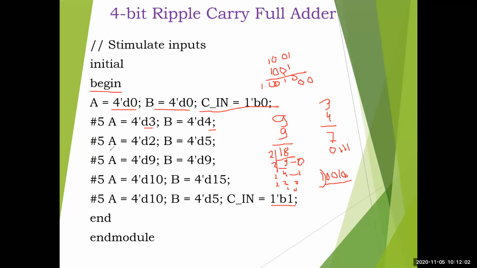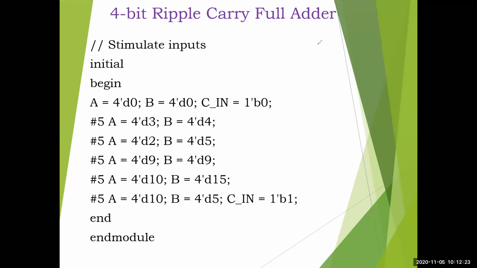So this is how we give the stimulus, a few combinations. You can change the combinations and also you can try. Okay. So it will be lengthy, right, if you write all combinations. So just see a few, and check if it is giving addition correctly. Okay. So then end, because we have made an initial begin, and finally the end of the module. Okay, so with this we have written the stimulus module for the 4-bit ripple carry full adder.